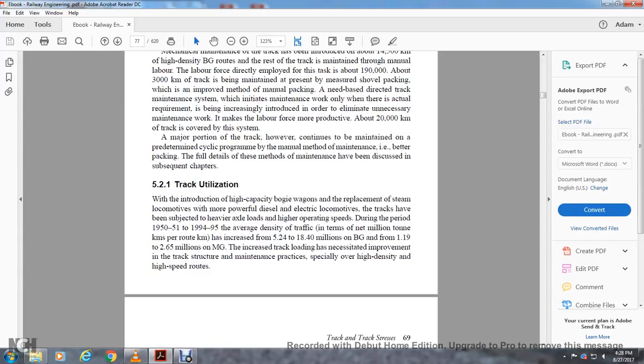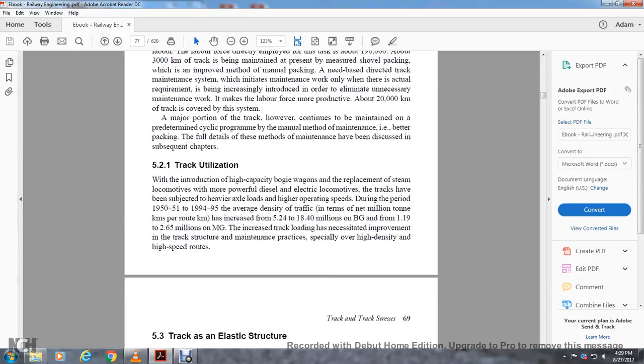Track utilization. With the introduction of the high-capacity bogie wagon and the replacement of steam locomotives with powerful diesel electric locomotives, the track has been subjected to heavier axle loads and higher operating speeds during the period from 1950-51 to 1994-95. The average density of the track, in terms of net million tons per kilometer per kilometer, has increased from 5.24 to 18.4 million on the broad gauge and from 1.9 to 2.65 on the meter gauge. This increased track loading necessitated improvement of the track structure, maintenance practices, and special overhaul for high density, high speed routes.